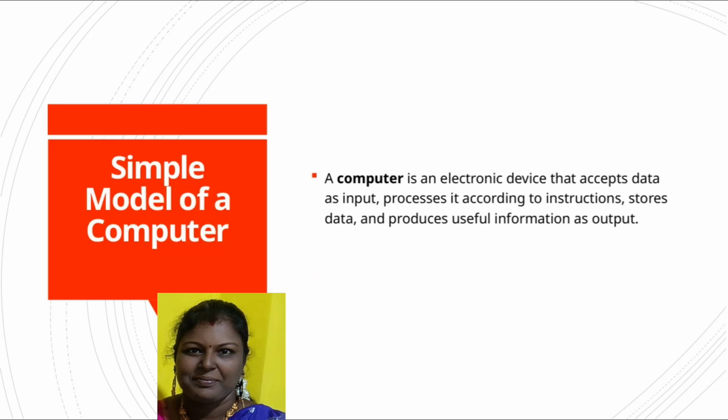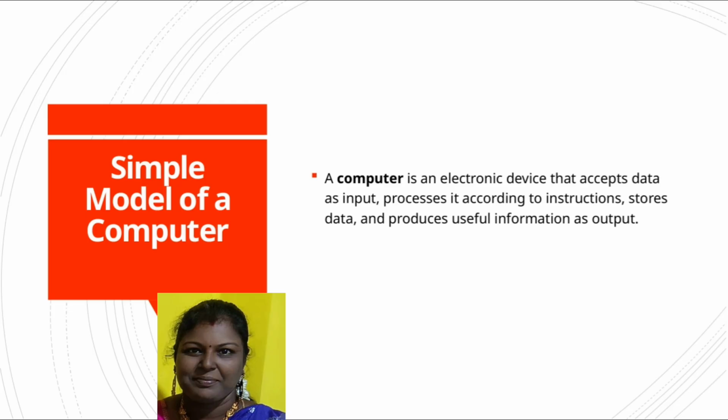It then processes this data, following specific instructions. Along the way, it stores information to keep things organized. Finally, it produces useful output, the results we actually need. This simple model helps us understand how computers work, breaking down a complex machine into clear, manageable steps. It's the foundation for everything we'll explore next.